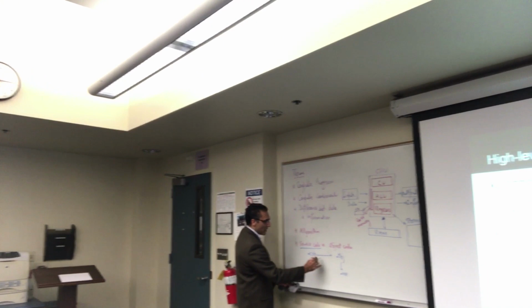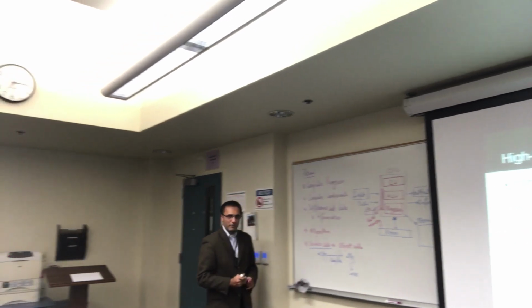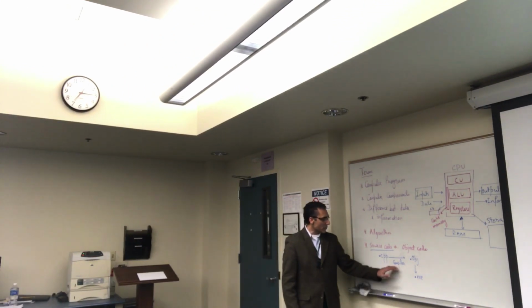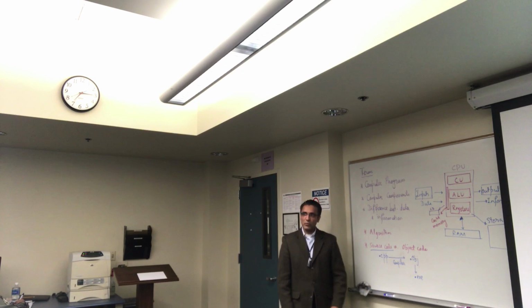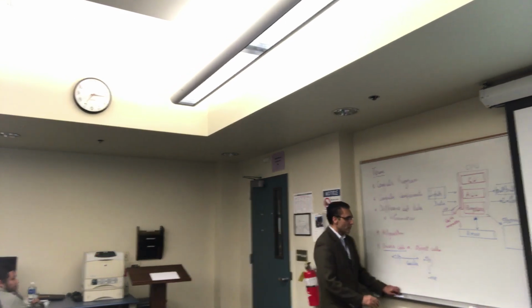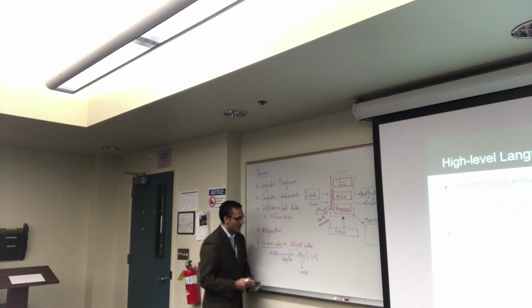Can anybody tell me what program converts the source code into object code? Compiler. Yeah, so you have a program. This will be a good exam question. A compiler is a program which converts your source code into object code. Your object code is binary code. Object code is in ones and zeros.